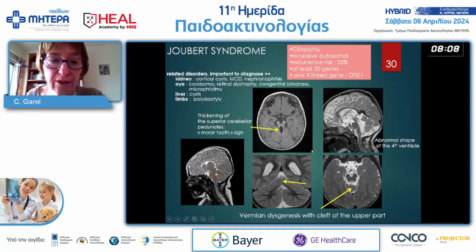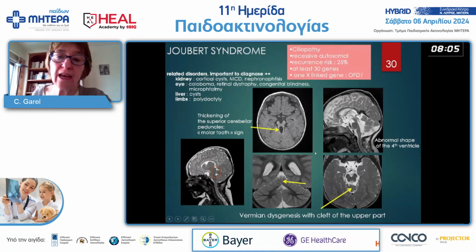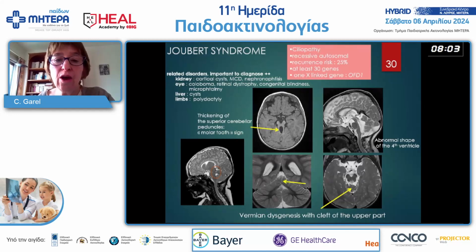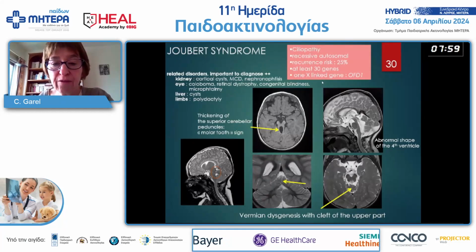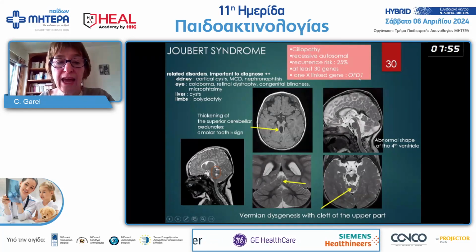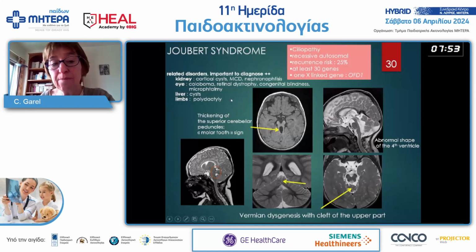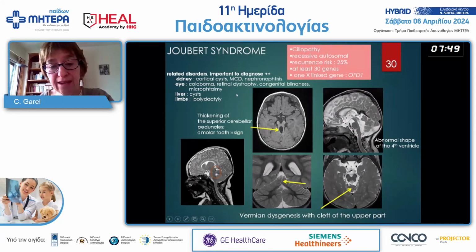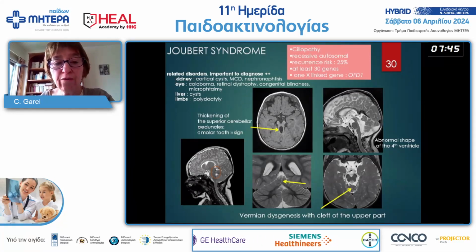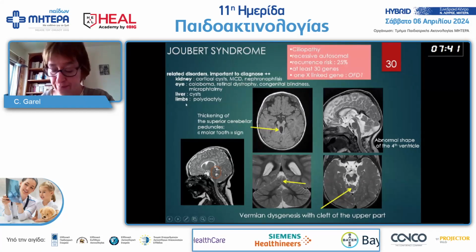So as you know, Joubert syndrome is a ciliopathy with a recessive autosomal inheritance, except for one X-linked gene, OFD1, and it is characterized, because it is a ciliopathy, by other abnormalities, extracerebral abnormalities, which can involve the kidneys, the eyes, the liver, and the limbs.